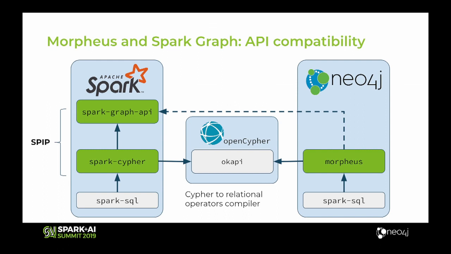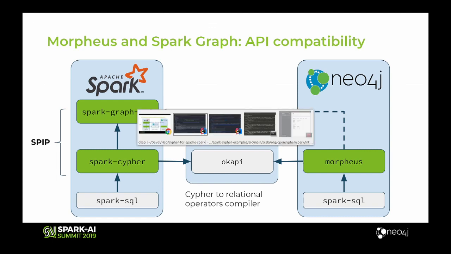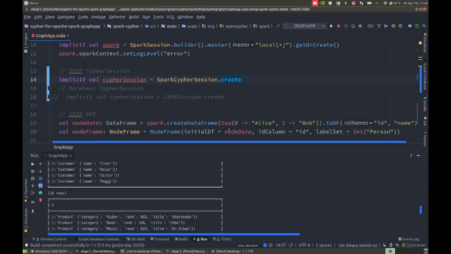It's called Okapi. If you recall the different layers in the first part of the presentation, the intermediate language, the logical planning, and the relational planning, this is all happening in Okapi, which is a very generic layer. So Morpheus and Spark Cypher both implement this API, or this Okapi stack. And how the binary switch will then look, I will just show you now.